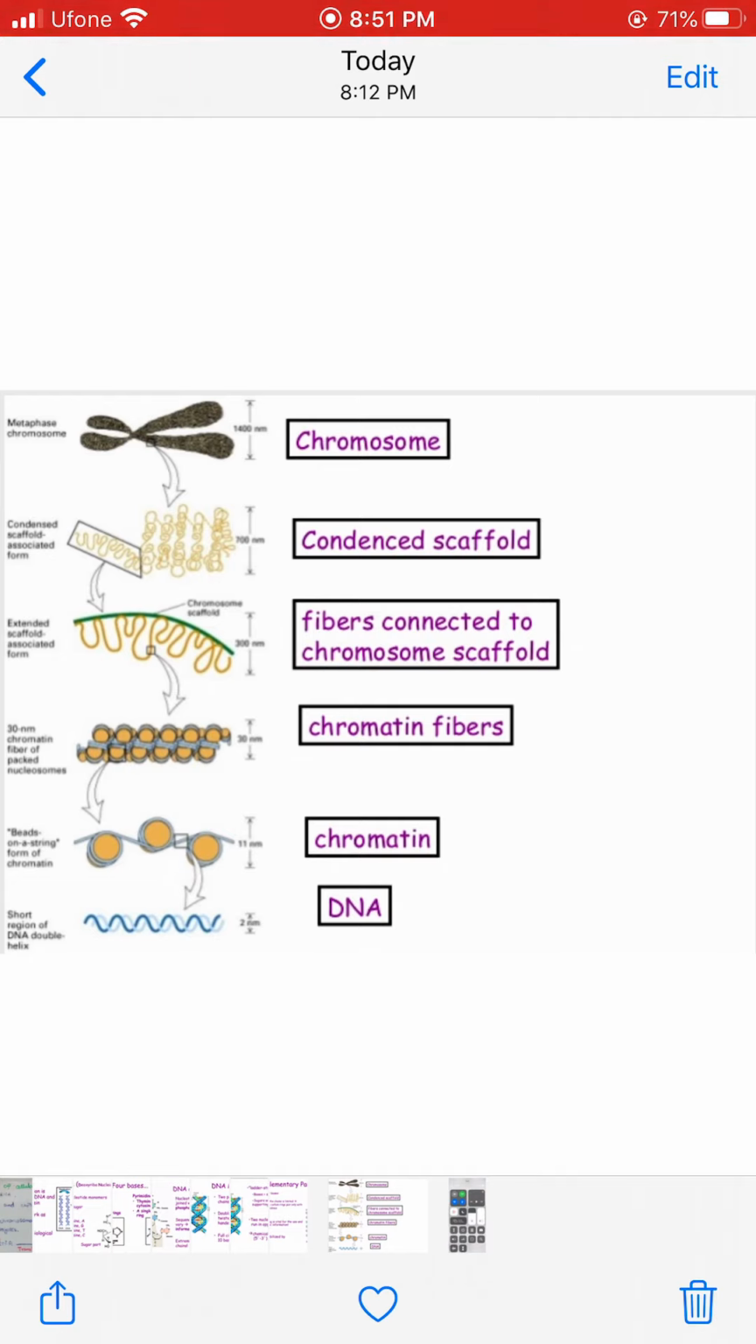So in the next lecture, we will start from the process of replication.